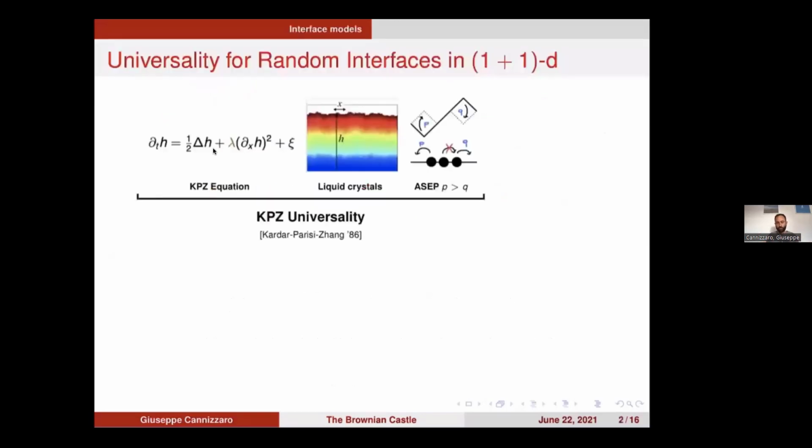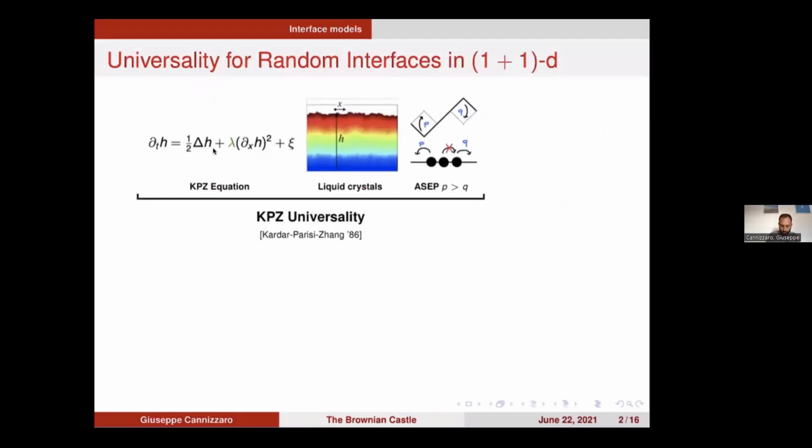So the first, or at least not the first, but the most famous, was introduced in the mid-80s by three physicists, Kardar-Parisi-Zhang. And it owes its importance to the fact that it contains a wide variety of systems which may look very different from one another. So for example, there are stochastic partial differential equations, and in particular the KPZ equation.